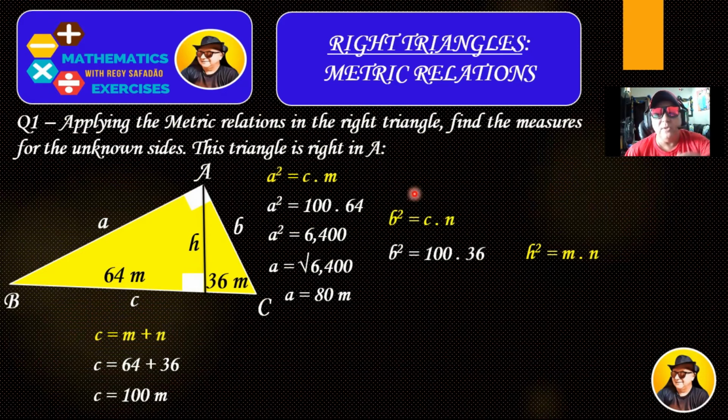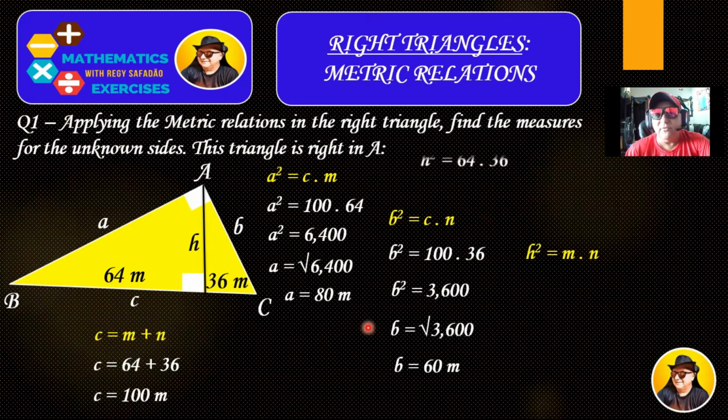Okay, so B squared is 100 times 36. Well, 100 times 36 is 3,600. Okay, and now we can take the square root of this value. So B is the square root of 3,600. That is 60. So B is 60 meters.